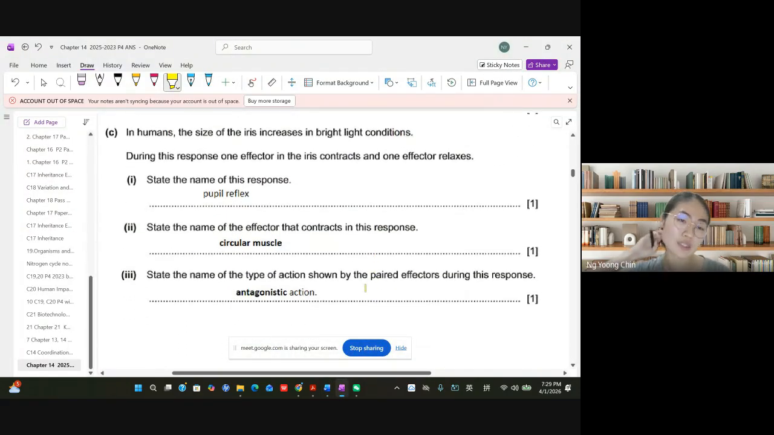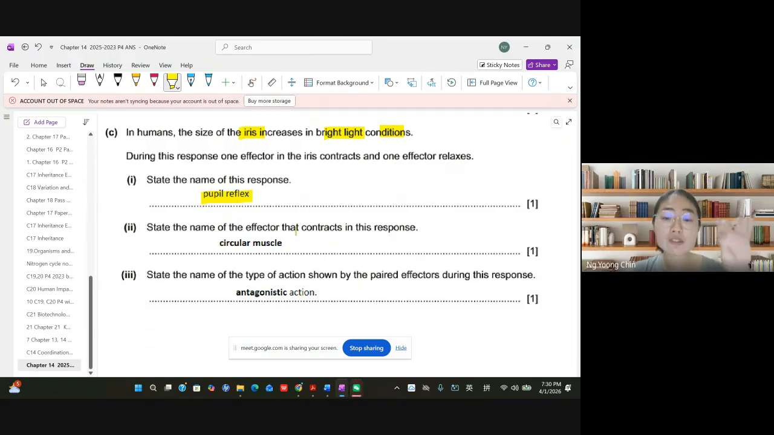And then for this one, okay, the size of the iris increases in bright light conditions. State the name of this response. The change in the iris size, whether your pupil dilates or your pupil constricts. So this is called what? The reflex, called the pupil reflex. 瞳孔反射, pupil reflex.